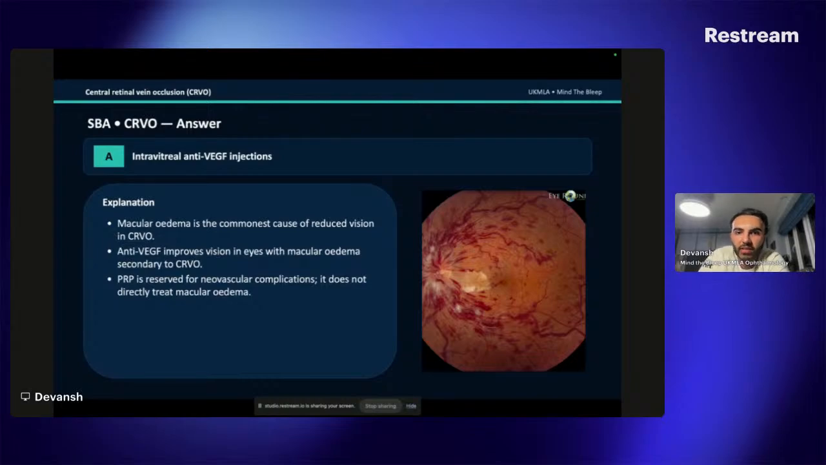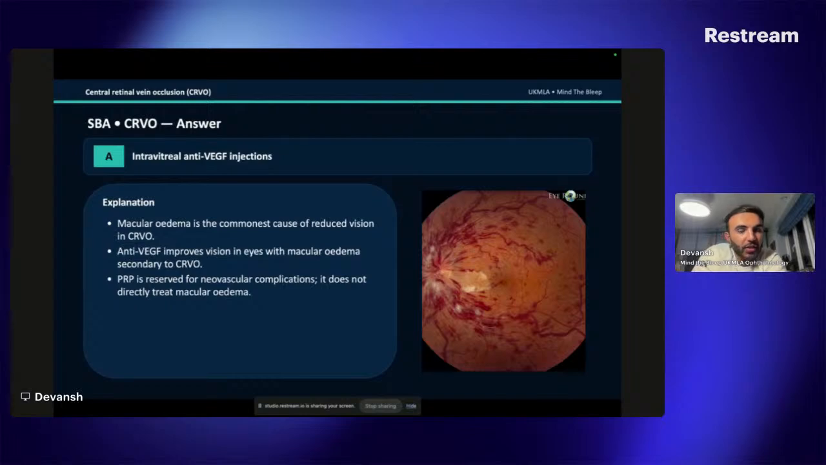So macular edema is the commonest cause of reduced vision in CRVO. What's actually happening in CRVO? Well, we have a blockage in our central retinal vein, which is leading to backflow of blood and decreased drainage of blood from our retina. That's then increasing the pressure within these blood vessels, leading to leakage and the hemorrhages that we all see on the right-hand side. And so similarly, anti-VEGF therapy will help to prevent and decrease new blood vessels from forming, and will actually help to decrease the hemorrhage and the bleeding that we see on the right-hand side as well.